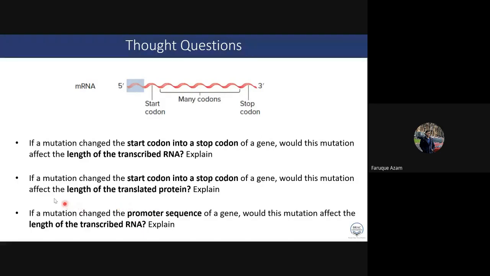So the mutation has changed the promoter sequence of a gene. This mutation affects the... can anyone try to explain this one, the last one? It depends on the nature of the mutation. If the mutation changes the situation in a way that the RNA polymerase cannot recognize the promoter, or the transcription factors cannot recognize the promoter, then your answer will be correct.